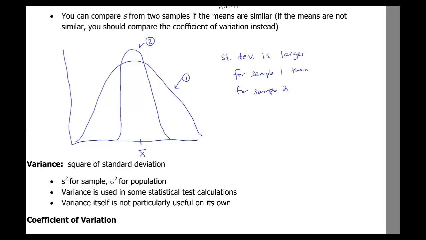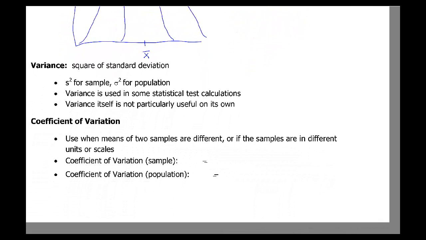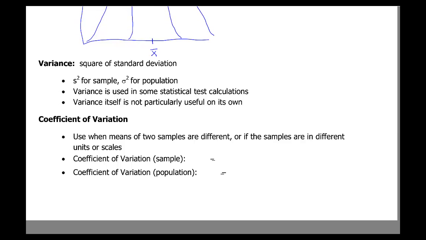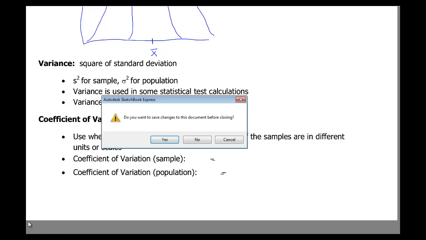So just a couple other measures of variation. We have variance, which is the standard deviation squared. And we have coefficient of variation, which is just another measure of variation. Neither of those we're going to use very often, and we'll go back to that later on when we need it. So I want to move on to the next page.